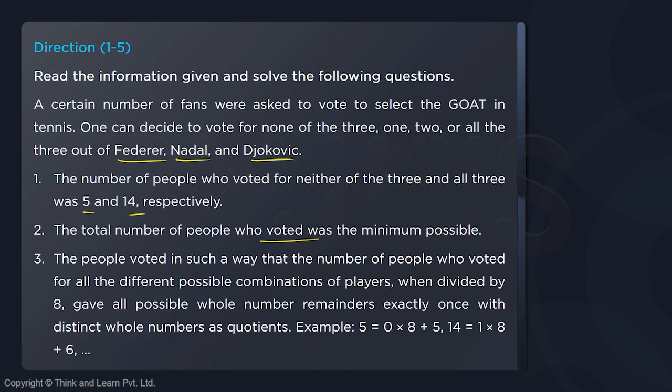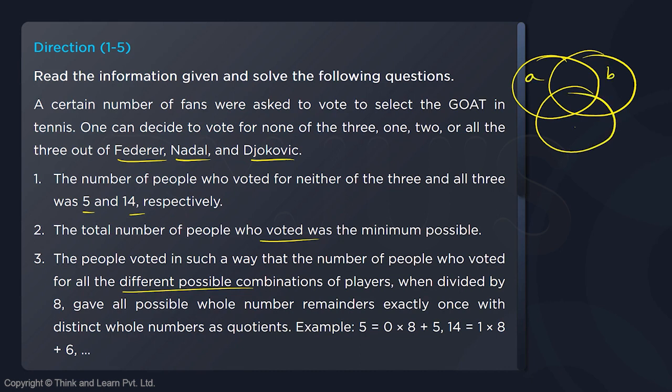even more complicated. The third point says the people voted in such a way that the number of people who voted for all the different possible combinations of players, which means if you're looking at a Venn diagram of 3, then A, B, C, D, E, F and G. So he's talking about each of these values, A, B, C, D, E, F, G. They are, when divided by 8, gave all possible whole number remainders exactly once with distinct whole numbers as quotient. And of course you have an H outside also. This H is given to you as 5. This G is given to you as 14.